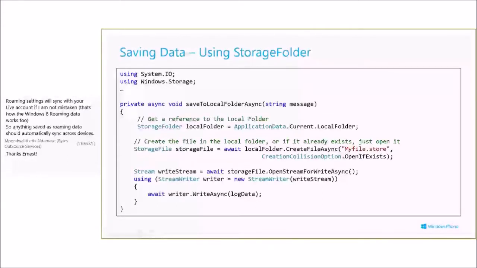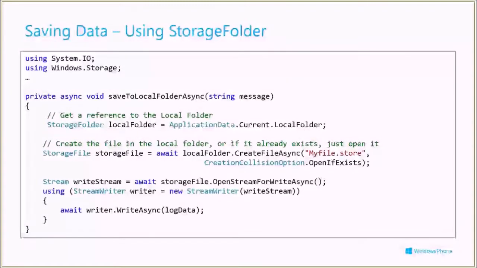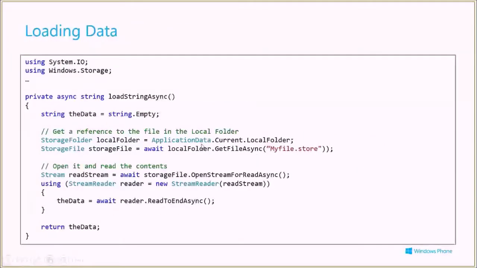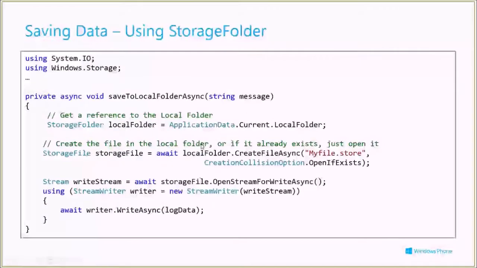So that's when using async and await. The first step when using the Windows storage APIs is to get a storage folder. It's exactly the same thing as when we use the Windows Phone 7.1 APIs, the isolated storage. First of all, you get a reference to the local folder: storage folder equals ApplicationData.Current.LocalFolder, and then you create a file in the local folder.